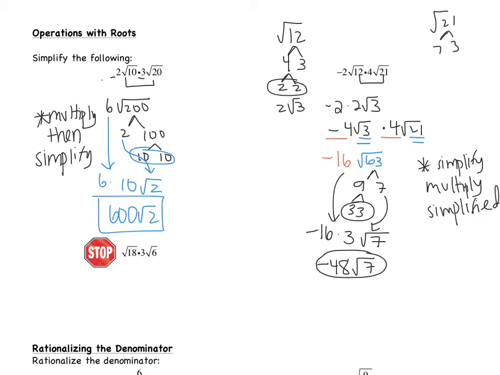So for the stop sign problem, you have 18 times 6. If you can multiply that without a calculator, then you can multiply and start simplifying. I personally would prefer to simplify first. So pause the video right now and try this problem on your own.